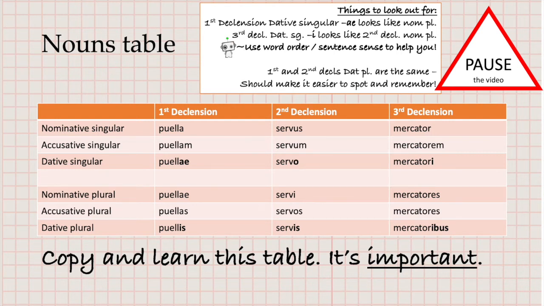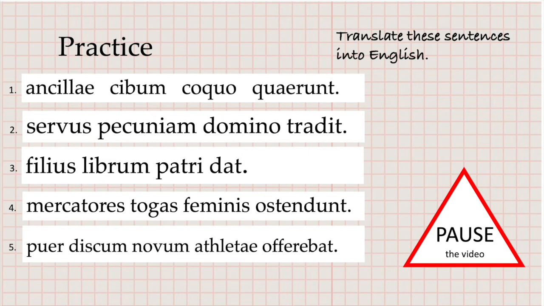Pause the video here, copy down this table. It's something that you're going to want to learn. Okay, here come some practice sentences for you to translate into English. Ancillae cibum coquo quaerunt, servus pecuniam domino tradit, filius librum patri dat, mercatores togas feminis ostendunt, puer discum novum athletae offerebat. Okay, pause the video again, have a go at translating those into English.